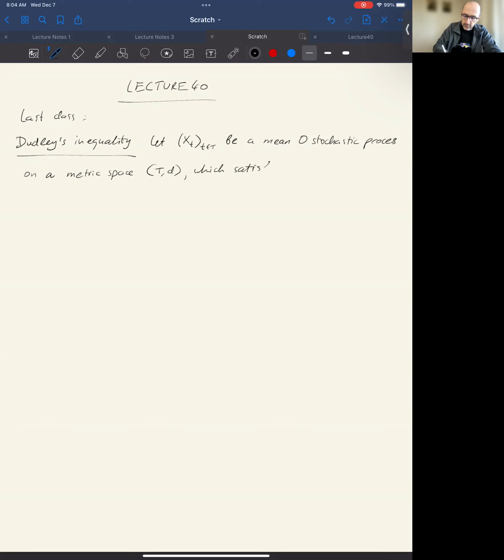In this form of Dudley's inequality, we assume that the process is sub-Gaussian. Generally, you don't need to assume that; you'll have a different bound then. So the sub-Gaussian norm of the increments is at most K, some constant, times the distance between the points. Then we have the following bound.